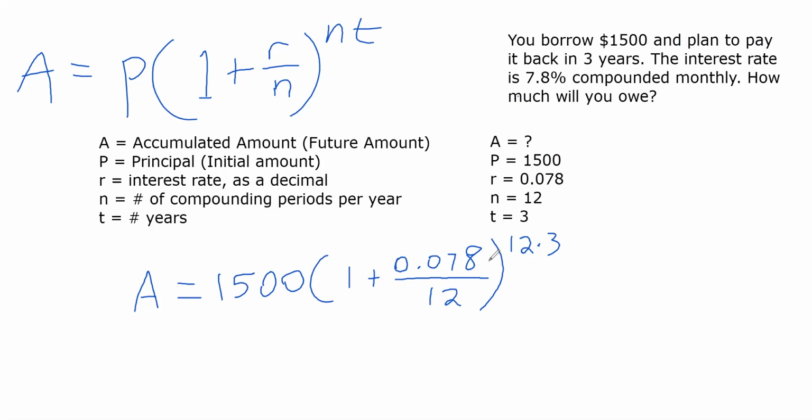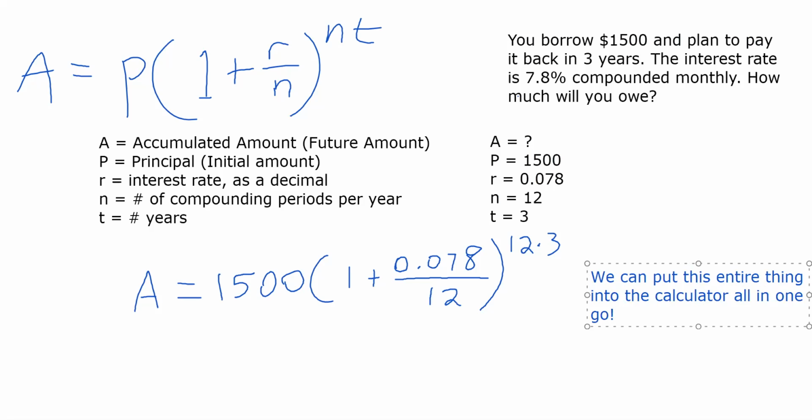The problem is sometimes this computation here will not lead to something that is simple. In this particular case, it will. But in other cases, you could get a decimal that goes on forever and ever. And you're going to have to round it. And the more rounding you try to do, the more inaccurate your final answer is going to be. So guess what? We can put this entire thing into the calculator all in one go. We can do this all at once, all in one line, hit enter and get our answer. So let me show you how I'm going to do that.